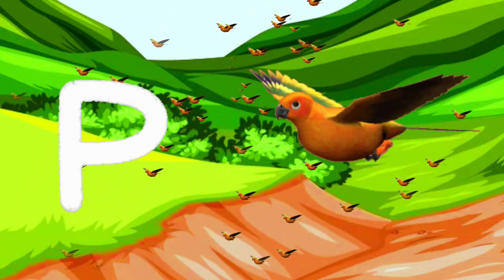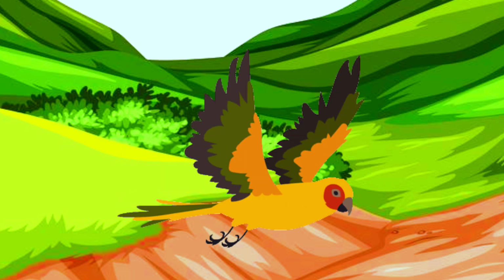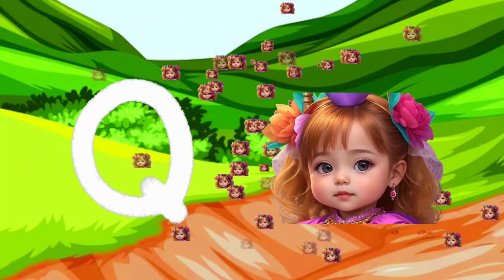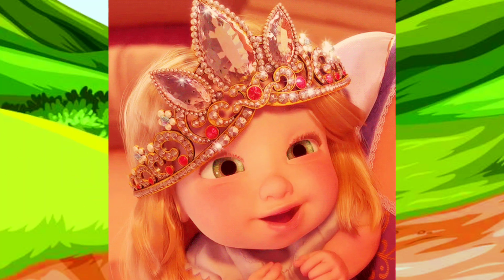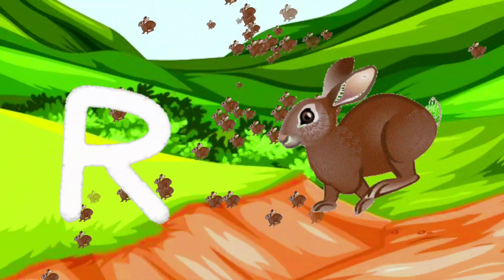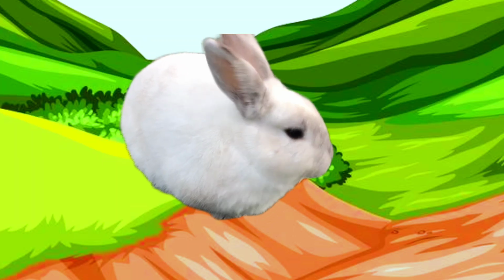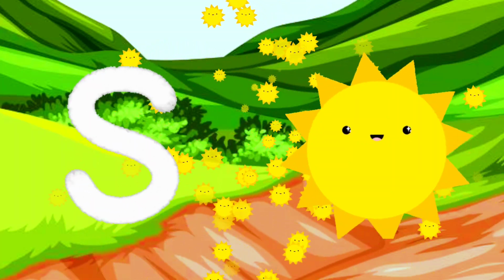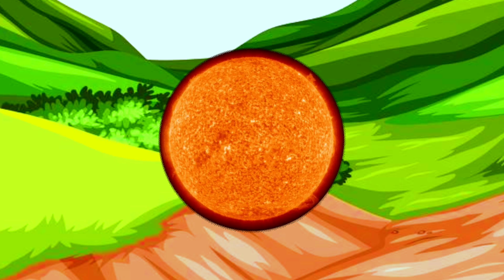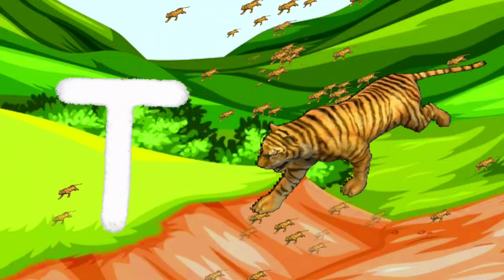P for parrot. Q for queen. R for rabbit. S for sun. T for tiger.